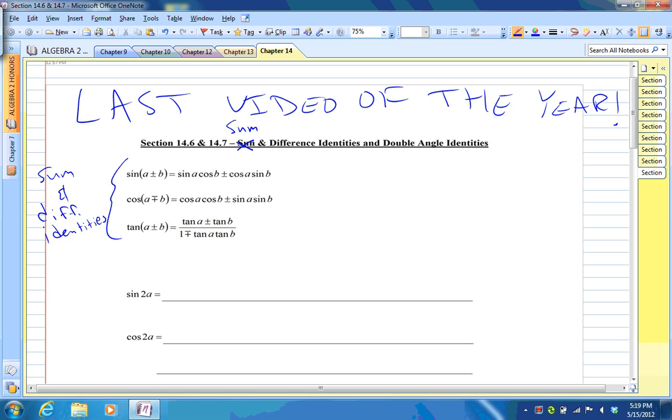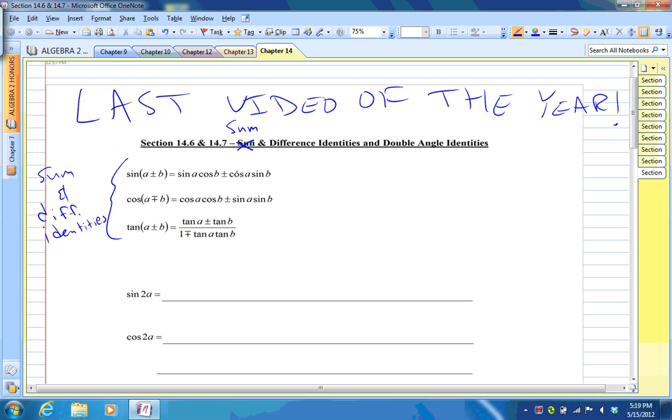Here's how they work. If you're given two angles, A and B, sine of A plus B will equal sine A times cosine B plus cosine A times sine B. Or sine of A minus B will equal sine A cosine B minus cosine A sine B.